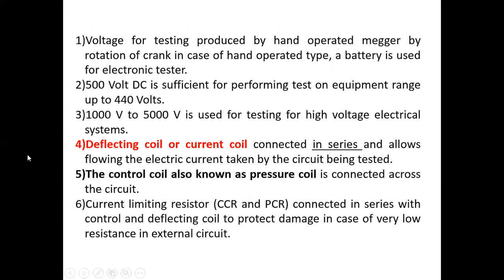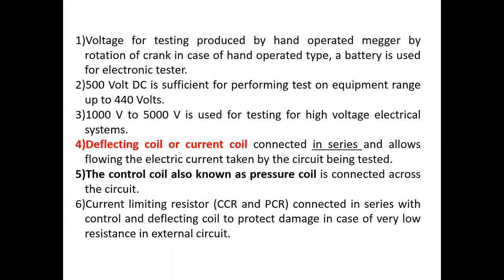The voltage for testing is produced by rotation of the crank in the case of a hand-operated Megger, or by a battery which is used for an electronic tester. 500 volt DC is sufficient for performing tests on equipment rated up to 440 volts. 1000 volt to 5000 volt is used for testing high voltage electrical systems.